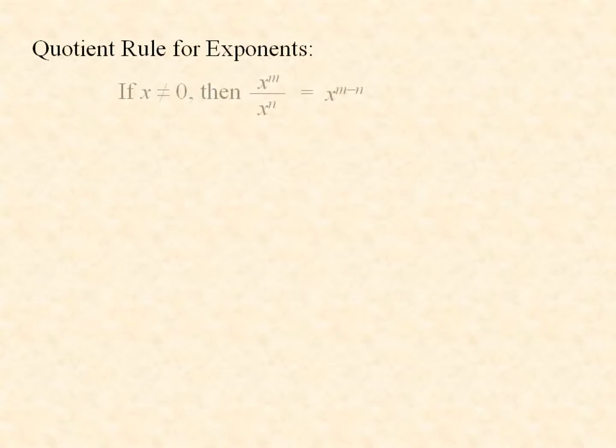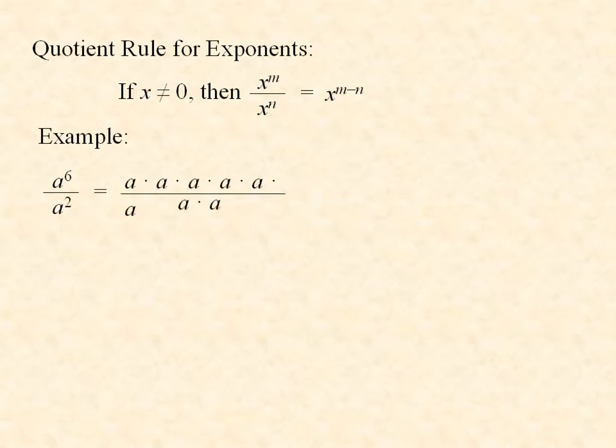Here's the quotient rule for exponents. If x is not 0, then x to the m over x to the n is x to the m minus n. For example, a to the 6th over a to the 2nd power is actually equal to a times itself 6 times over a times itself twice, and we can cancel 2 of the a's in top and bottom, leaving 4 a's in the top, which is a to the 4th. And you see that a to the 6th over a to the 2nd can also be thought of as a to the 6 minus 2. That gives a to the 4th.